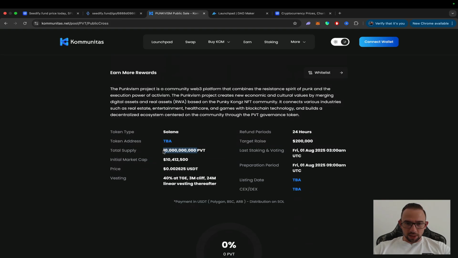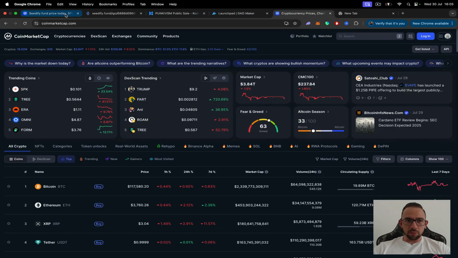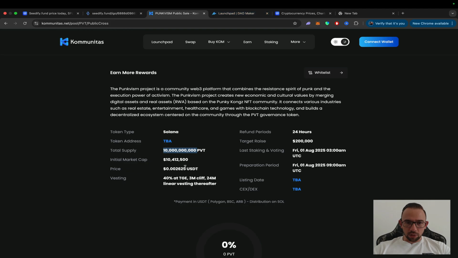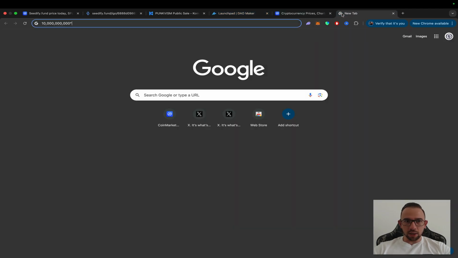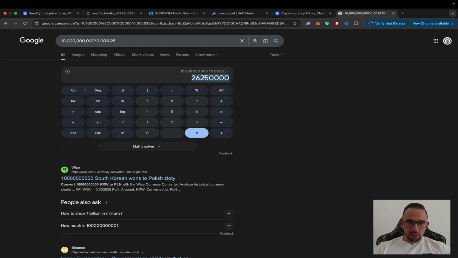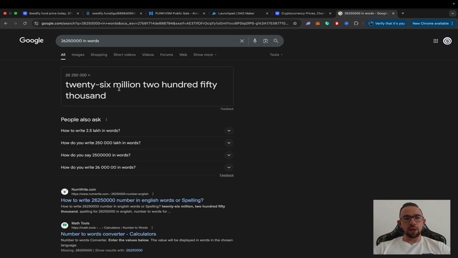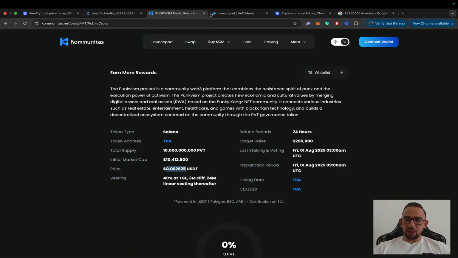So it is basically 10 billion tokens, and we're going to do that times a price of this, and that gives us this much. Easier. Okay, 26,250,000. So 26.5 mil FDV. On a 26.5 million FDV, if that's correct, 10 million initial market cap is 50% float.